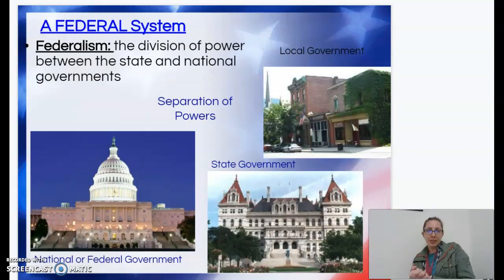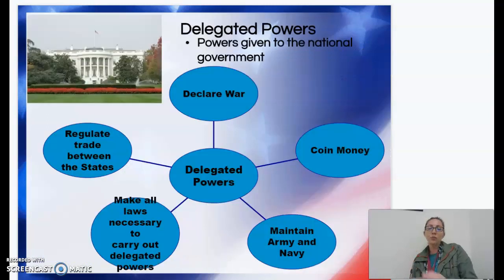So in this federal system, we have separation of powers between state, local, and national governments. We have delegated powers. So these are powers only for the federal government, such as declaring war, regulating trade between states, coining money. Now we just have the US currency. Maintaining an army and navy. And then they also have this clause that says they can make all laws necessary to carry out the delegated powers.